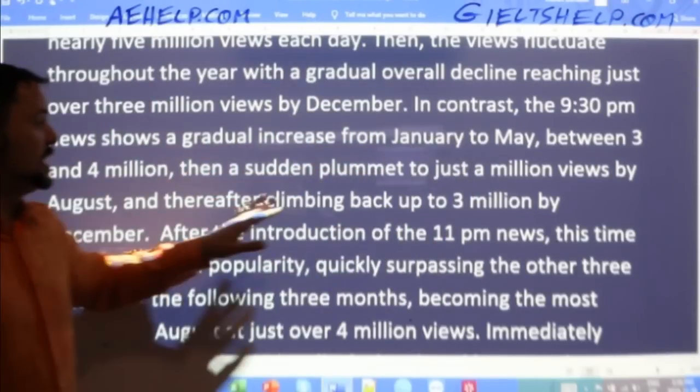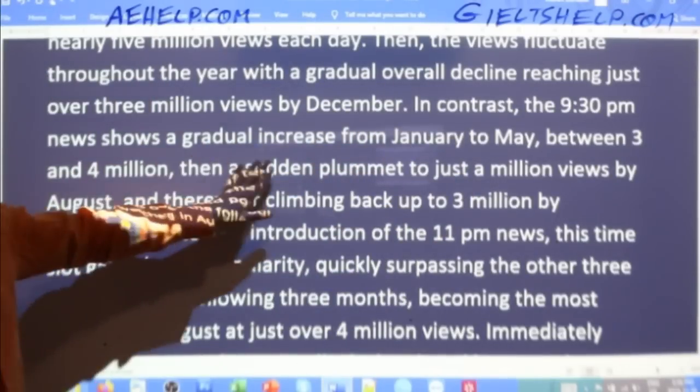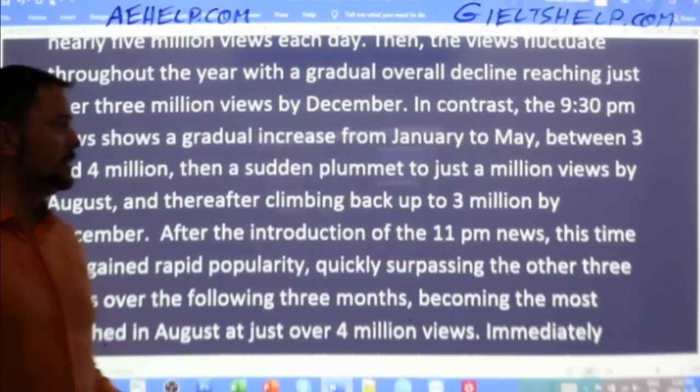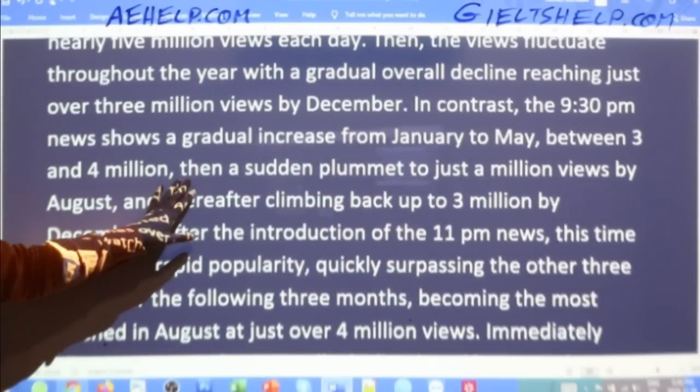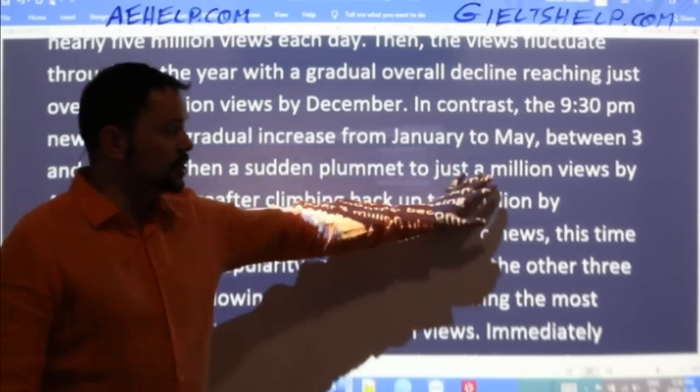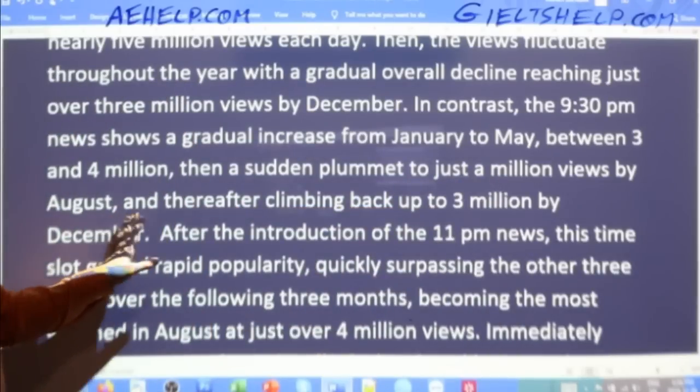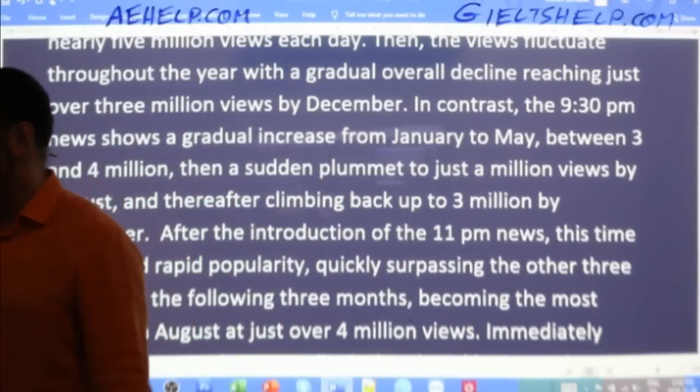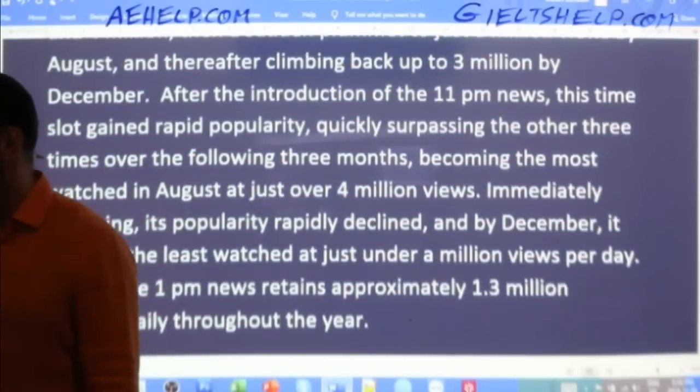In contrast, the 9:30 p.m. news shows a gradual increase from January to May between 3 and 4 million, then a sudden plummet to just 1 million views by August, and thereafter climbing back up to 3 million by December.